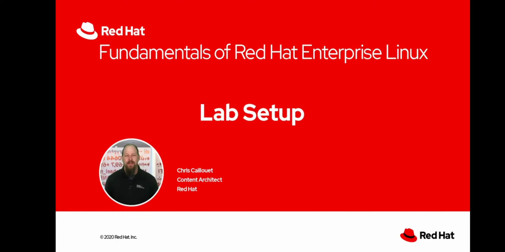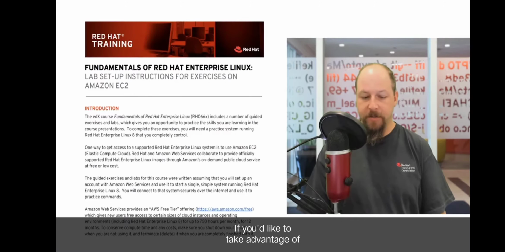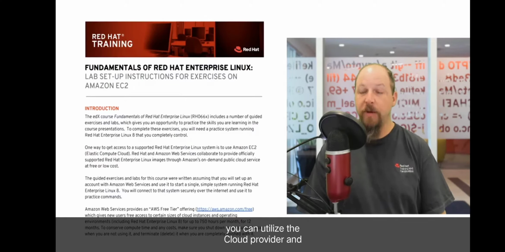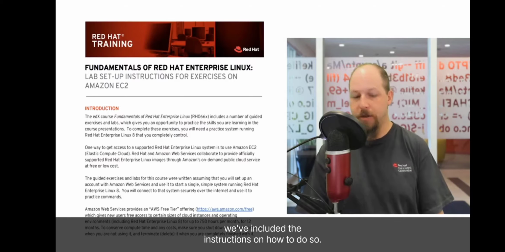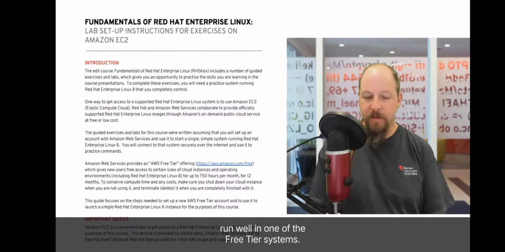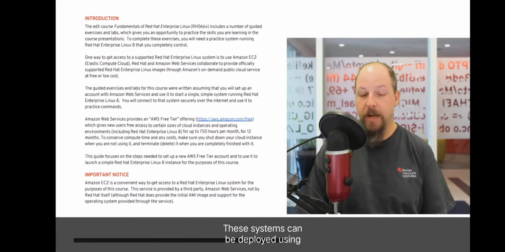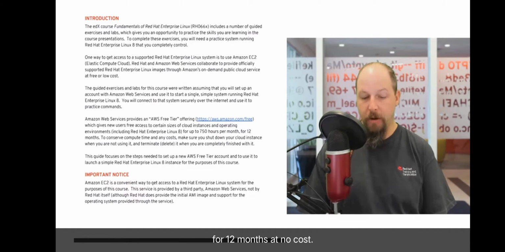In order to perform the exercises in this course, it'll be necessary to have an installed version of Linux. If you'd like to take advantage of the Amazon free tier of available virtual machines, you can utilize the cloud provider, and we've included the instructions on how to do so. Here you can see that the course itself will run well in one of the free tier systems. These systems can be deployed using Red Hat Enterprise Linux version 8 and can run for 750 hours per month for 12 months at no cost.